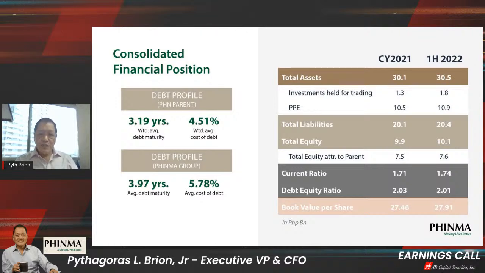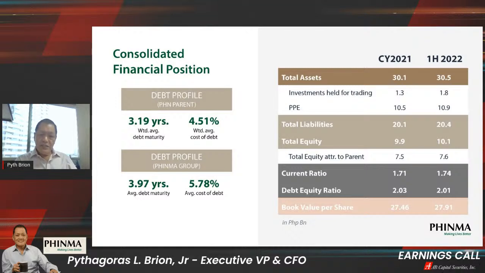I think what's important to note in our balance sheet is that we have kept our cash at 5.2 billion pesos. 2.6 billion of that is investable cash at the holding company level at FINMA Corp. FINMA Education Holdings, which covers all the schools, still has about 1 billion in investable income for school expansion or acquisition.